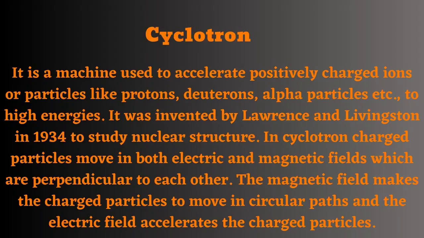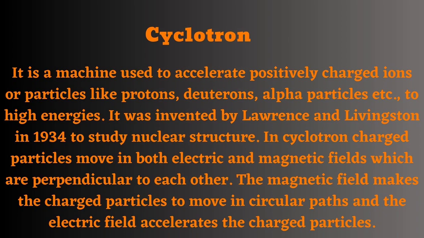Cyclotron. It is a machine which is used to accelerate positively charged ions to high energies. It is also used to accelerate particles like protons, deuterons and alpha particles. It was a beautiful design invented in 1934 to study nuclear structures.